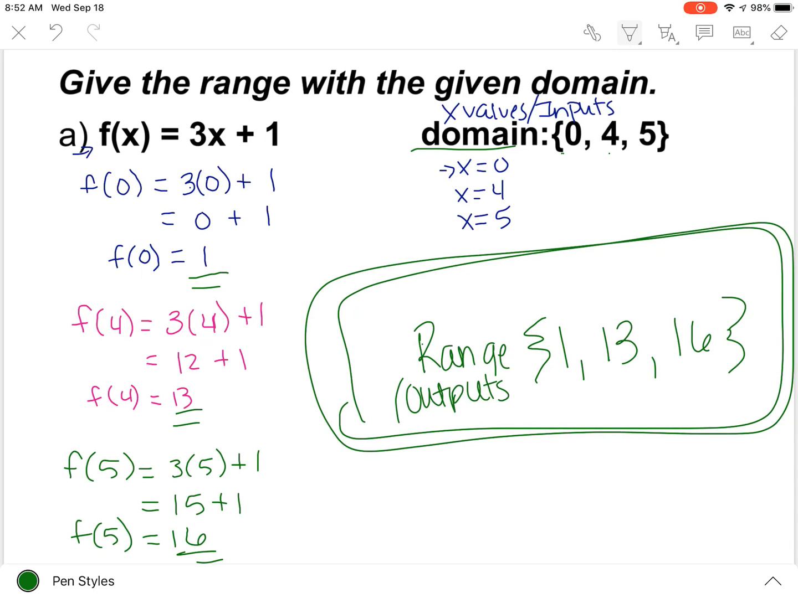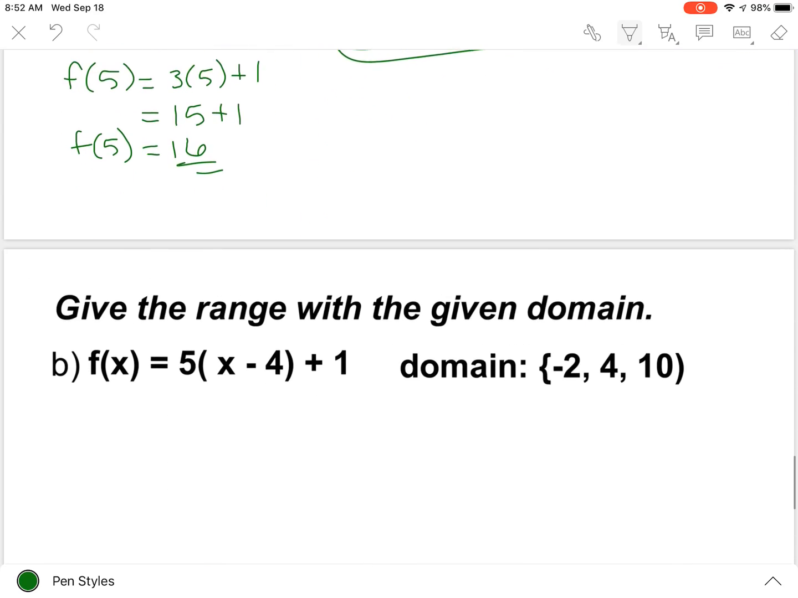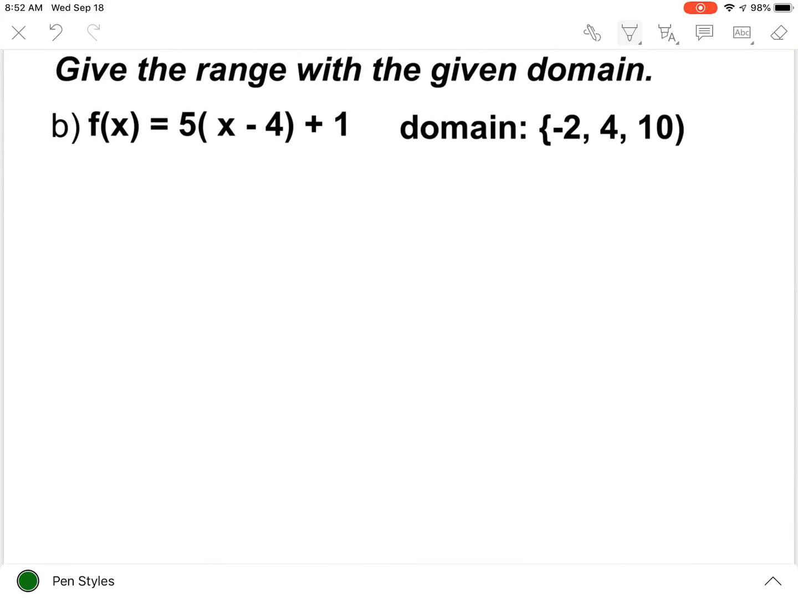So let's look at one more example like this. We have a different function here. We still want to find the range. We have f of x equals 5 times (x minus 4) plus 1. And in this problem, our domain is -2, 4, and 10. So these will be our x values or our inputs.